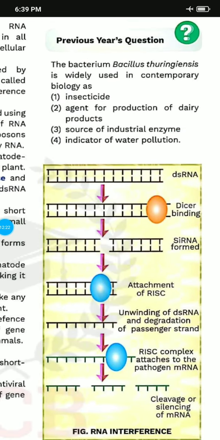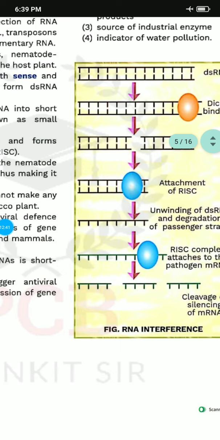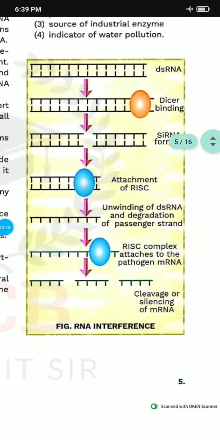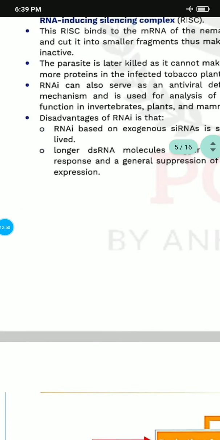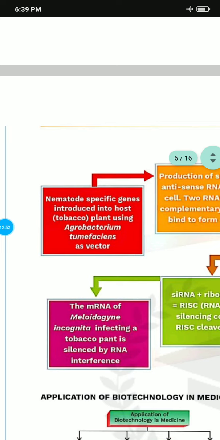This is the double stranded RNA. With the help of Dicer, we cut the RNA and form siRNA. Then a nuclease combines with it, and because of that the double strand unwinds, and it cleaves the mRNA into smaller parts. This is called gene silencing. Now I think you can easily understand this flowchart.